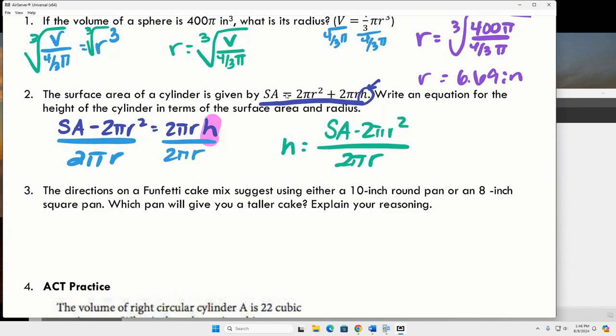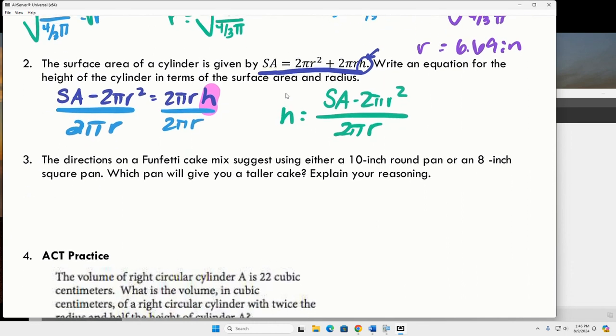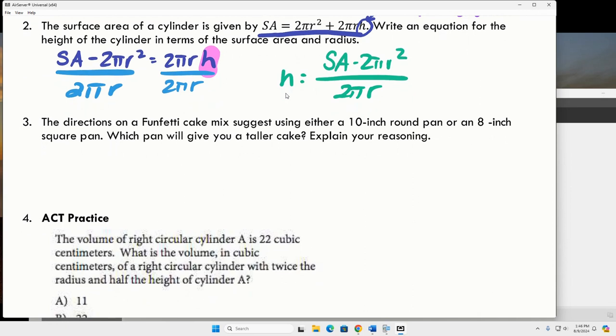All right, and then number 3 says that the directions on Funfetti cake mix, which is definitely the best cake mix, suggests using either a 10-inch round pan or an 8-inch square pan. Which pan will give you the taller cake? So, which one? How are we going to decide that?